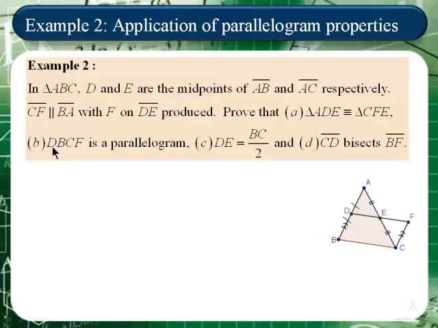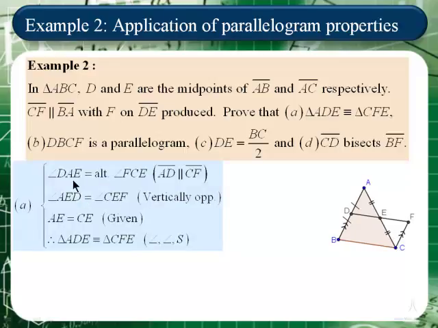Then after that we need to show that quadrilateral DBCF is a parallelogram, and then show that DE is equal to half of BC, and furthermore that line segment CD bisects line segment BF.